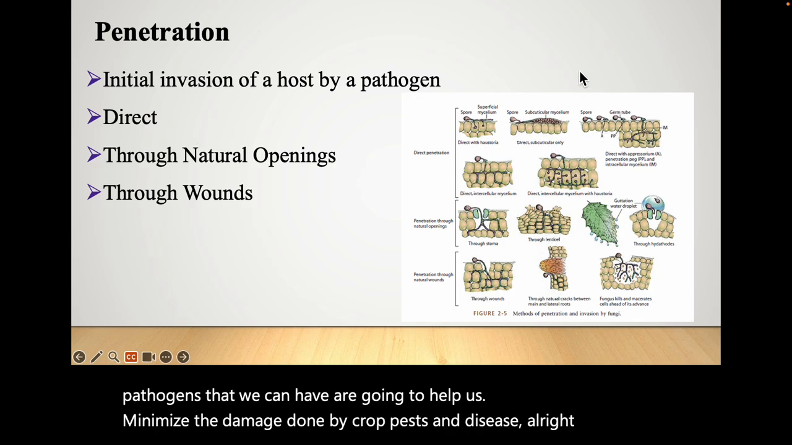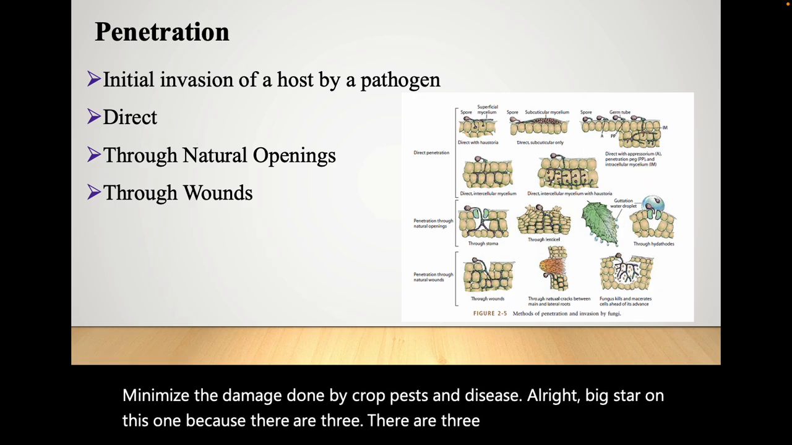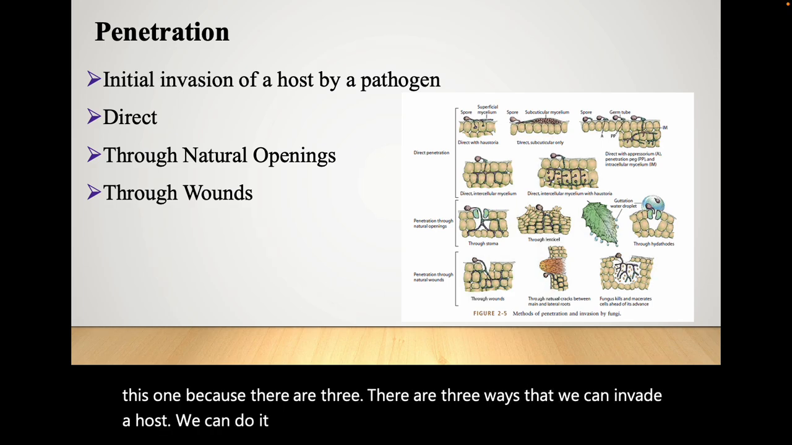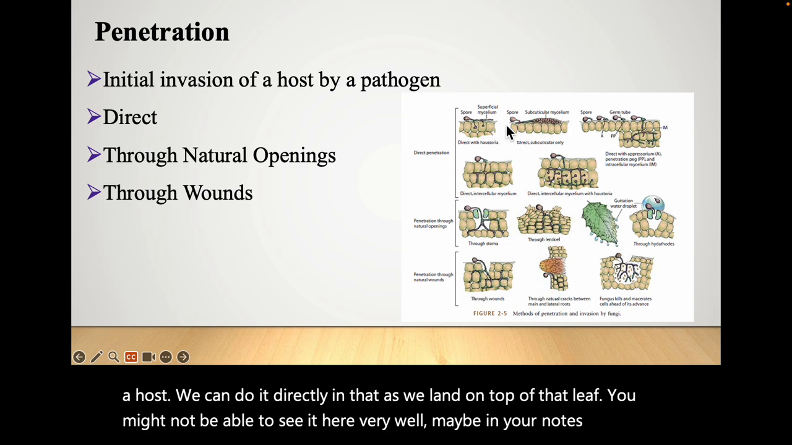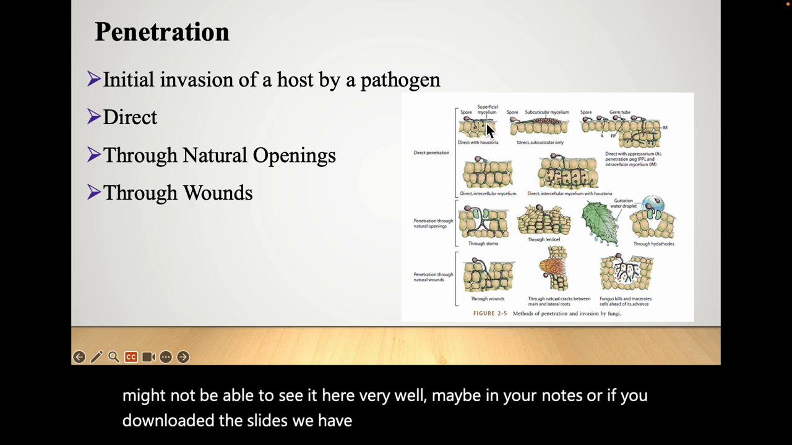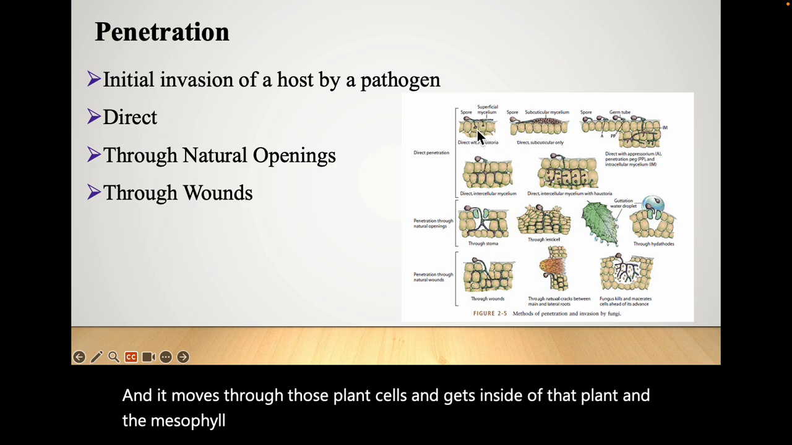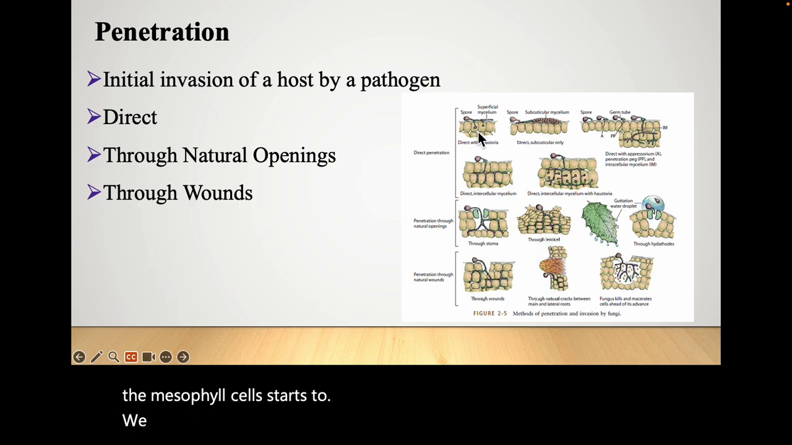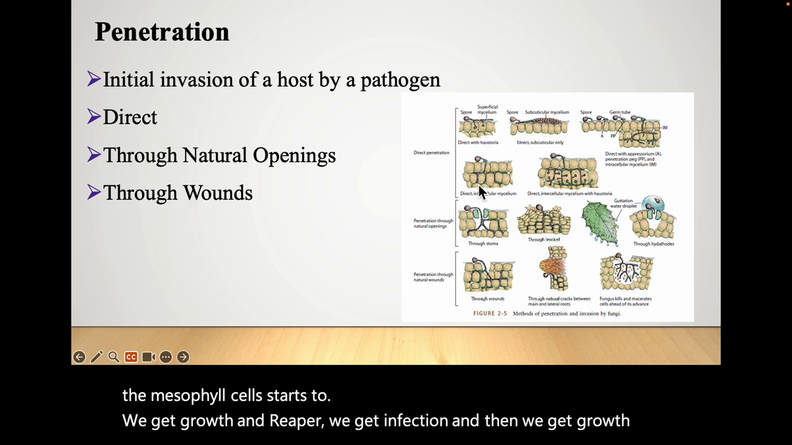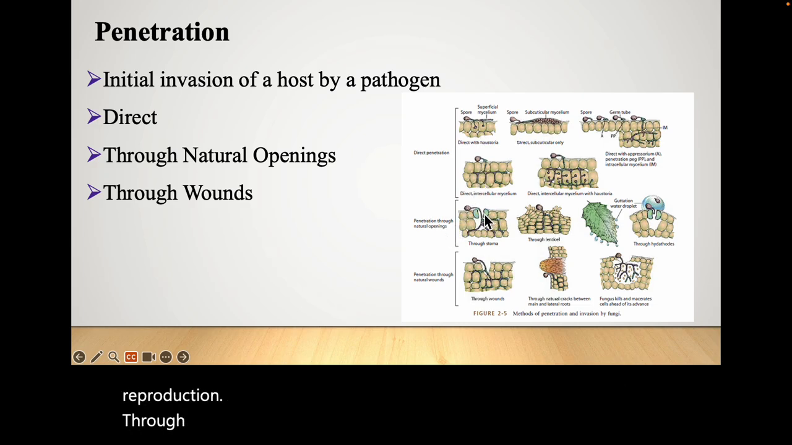All right, big star on this one, because there are three ways that we can invade a host. We can do it directly, in that as we land on top of that leaf, you might not be able to see it here very well, maybe in your notes or if you've downloaded the slides. We have this spore that is on top of this leaf, and it moves through those plant cells and gets inside of that plant, and the mesophyll cells start to penetrate. We get growth and we get infection, and then we get growth and reproduction.